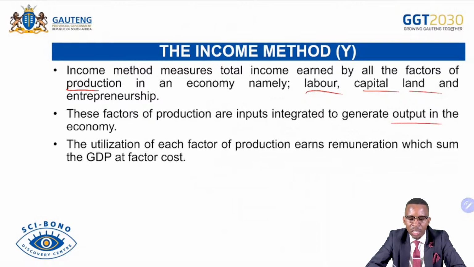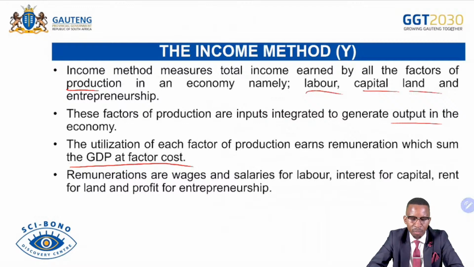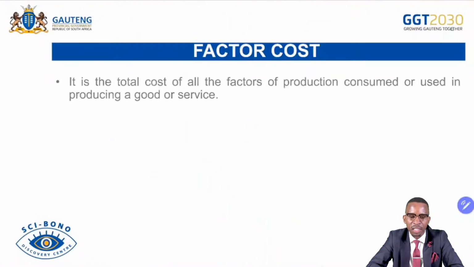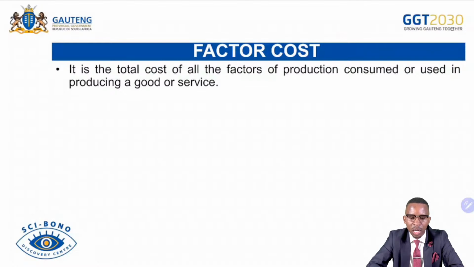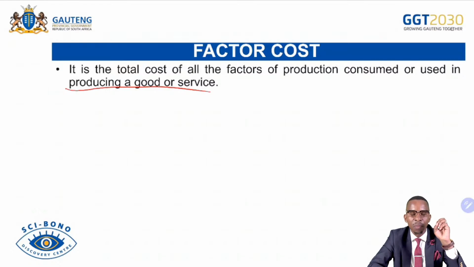The utilization of each factor of production and the remuneration sum to the GDP at factor cost. So we add all of those remunerations, then we'll be getting GDP at factor cost. Remunerations are wages and salaries for labor, interest on capital, rent for land, as well as profit for entrepreneurship. The factor cost now, it is the total cost of all factors of production consumed or used in the production of goods and services. So if we talk of the factor cost, we refer to the total cost for all factors of production that were used in the production.